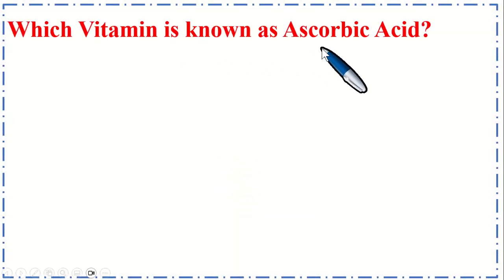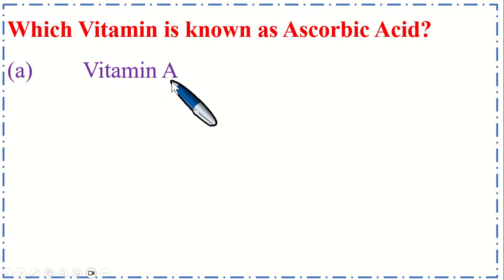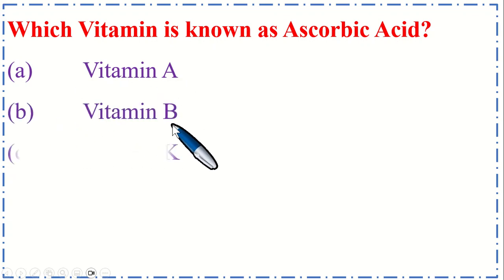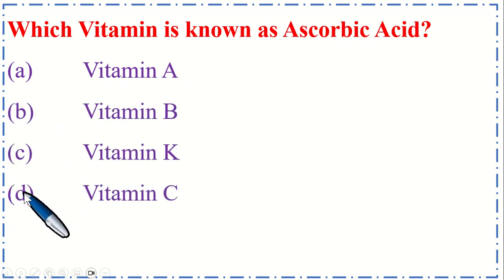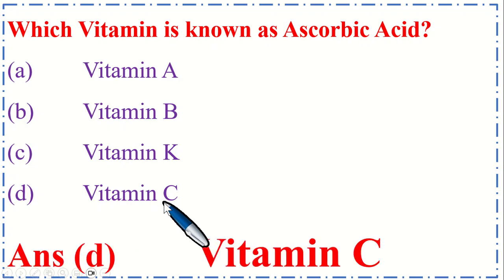Which vitamin is known as ascorbic acid? Option A, vitamin A, B, vitamin B, C, vitamin K, and option D, vitamin C. So the correct option is D, vitamin C.